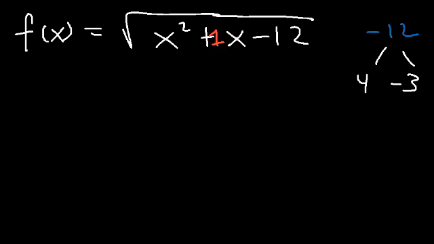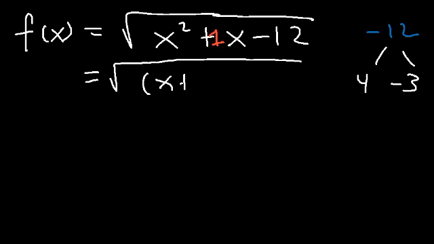4 times -3 is -12. 4 plus -3 is +1. So to factor this trinomial is simply going to be x plus 4 times x minus 3. Assuming, of course, that the leading coefficient is 1. If it's a number other than 1, it's going to be much harder to factor this trinomial. There's more steps involved. But right now, we can see that our two critical numbers are -4 and 3.